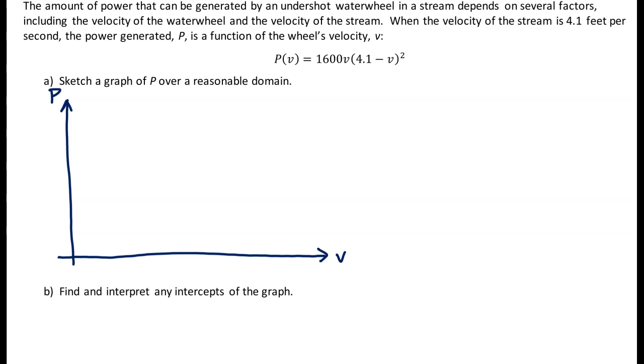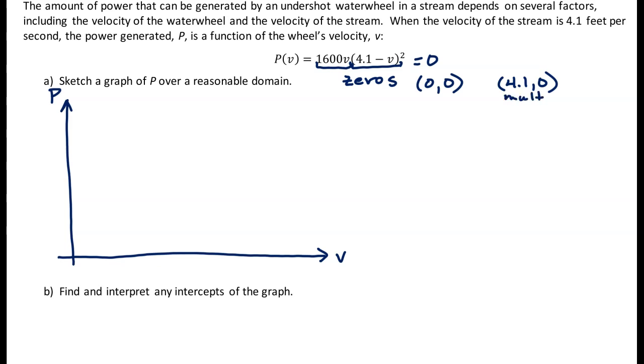I do have my function already in factored form, so I like that. So if I was trying to think about what are the zeros, I would imagine setting this equal to 0. And I would say, okay, again, don't forget this first factor, 1600V, that will equal 0 if V is 0. So this graph will pass through the origin, and then factor number 2, 4.10 will also be an x-intercept because it makes that second factor 0.